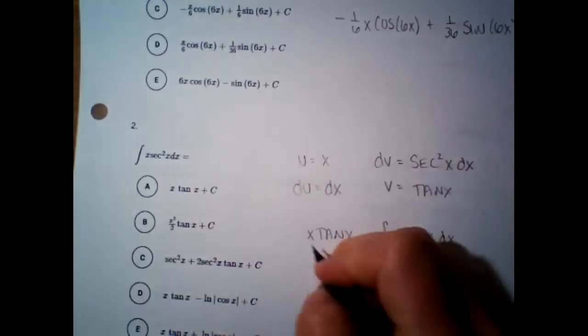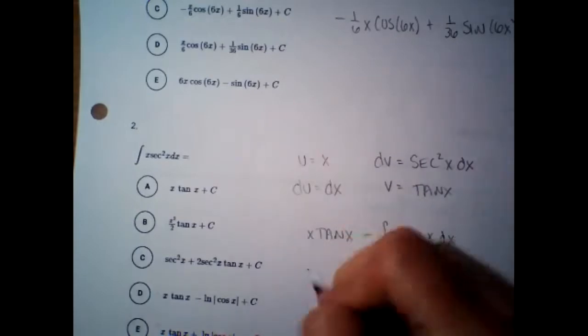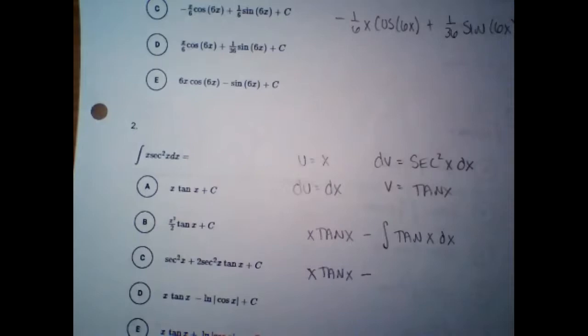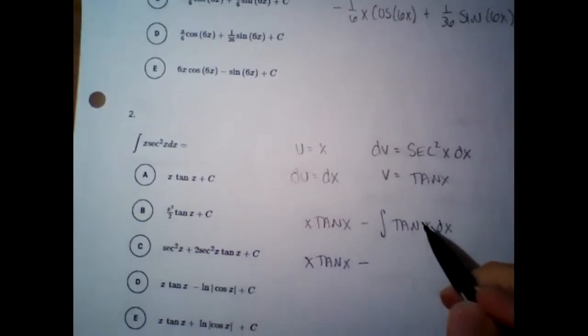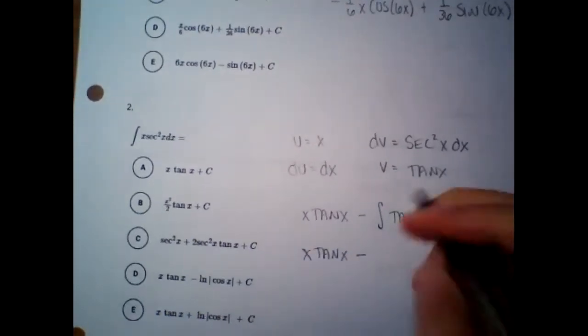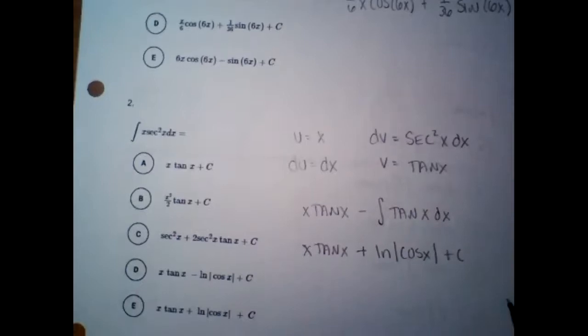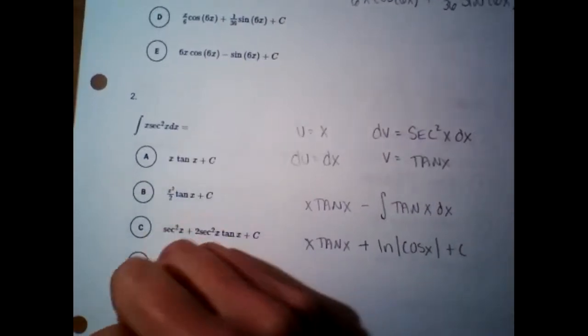So again, this first term is just kind of there. And then your antiderivative of tangent is negative ln, so the negatives are going to cancel, is negative ln cosine of x plus c. So let's see which one that looks like. E.